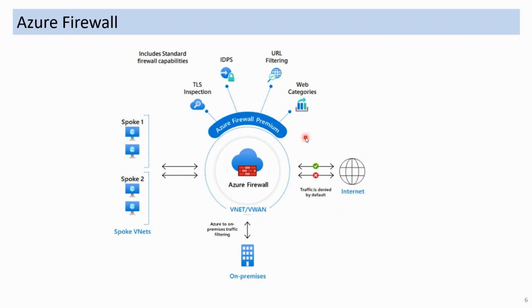So you can keep this service behind your virtual gateway for VPN or ExpressRoute, and it also comes with standard and premium tiers. If you take premium, then it provides more advanced capabilities like signature-based IDPS, the intrusion detection and protection system. Based on your requirement you can take this service for your purpose. Let's move on.